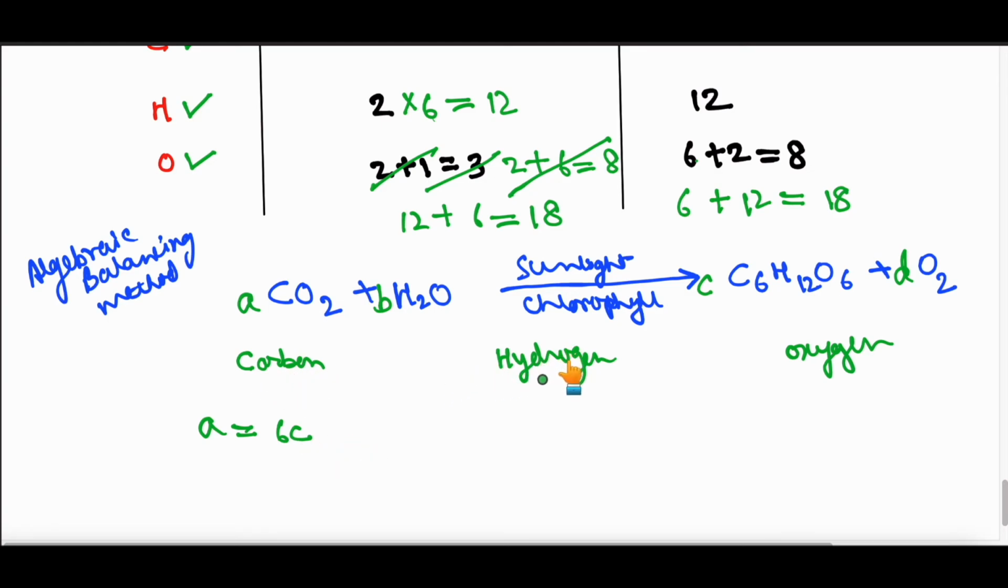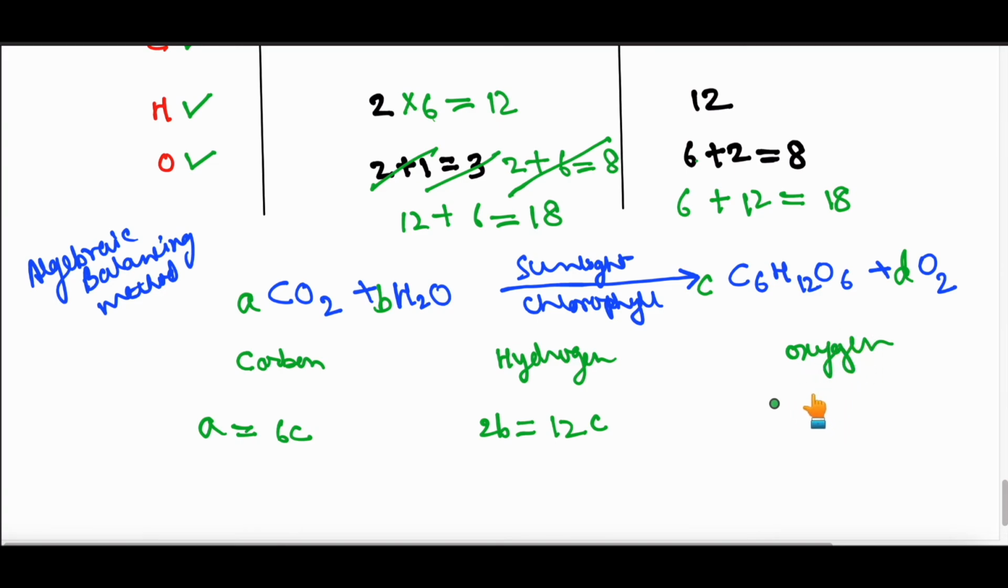Next, for this hydrogen we have 2 times B on the reactant side is equal to 12 times C on the product side. So it is 2B. So 2B is equal to 12C.